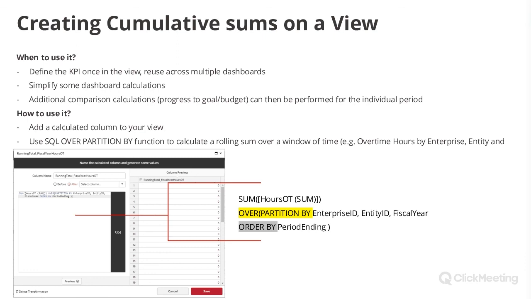How would we go about using that? Obviously, we're going to add a calculated column to our view, and we can use the SQL OVER PARTITION BY functionality to calculate a rolling sum over a window of time. For our example here, we would want to calculate the overtime hours by our enterprise entity and fiscal year. So we want to see, within the fiscal year, depending on the period we are in, how many overtime hours we have accumulated.